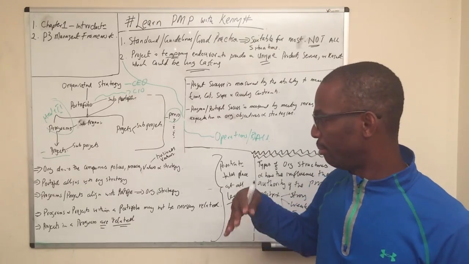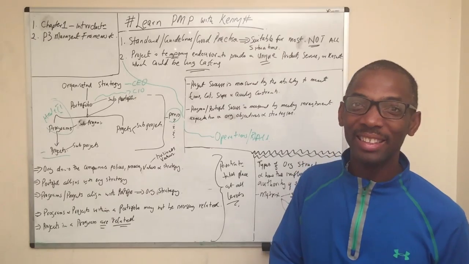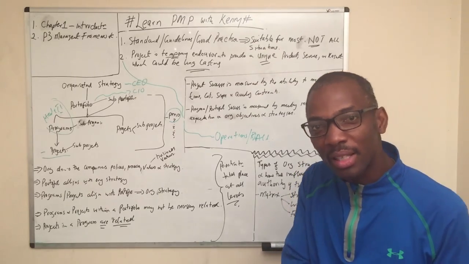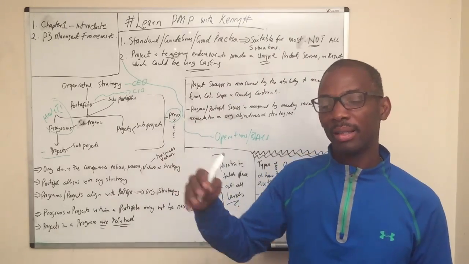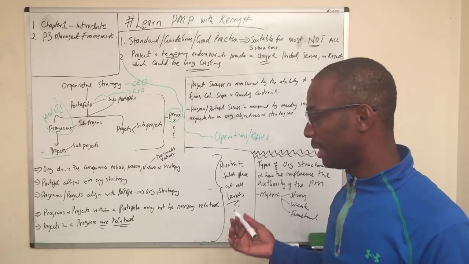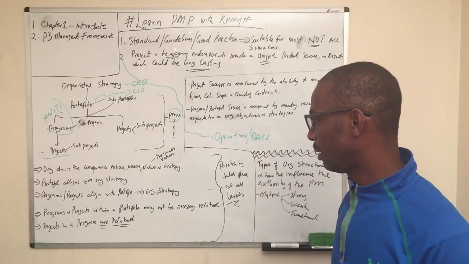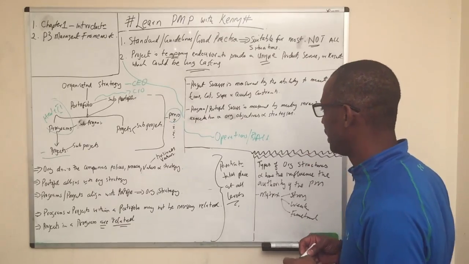Further down, we then have the programs or the projects align with portfolio strategies, which obviously in turn cascades upwards to organizational strategy, right? And that's pretty much what it is, okay? Projects within a program are always related.